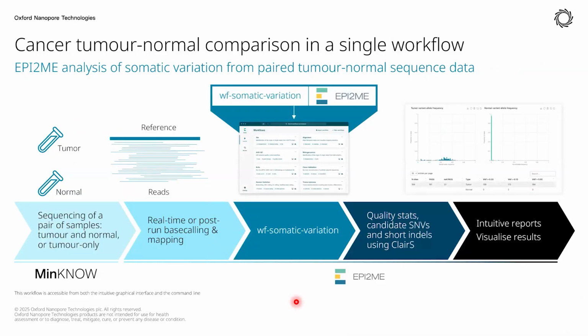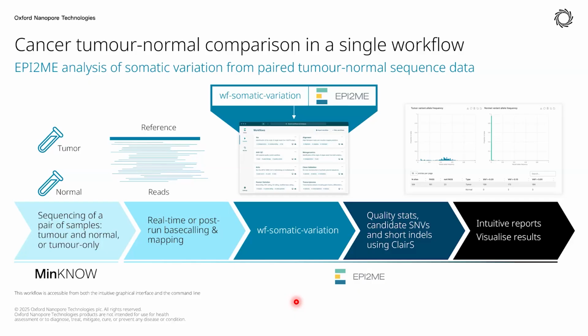Okay. The somatic variation pipeline is very similar to the human variation workflow. The main difference here is it's going to be looking to take in two samples, a tumor and a normal. It does work with tumor-only samples as well. This workflow uses similar but distinct tools for calling variants. So instead of using Clair3 for single nucleotide variants and small indels, it's going to use ClairS. If it's a tumor-only sample, it'll use ClairS-TO for tumor-only. And it will use Severus for structural variant detection.